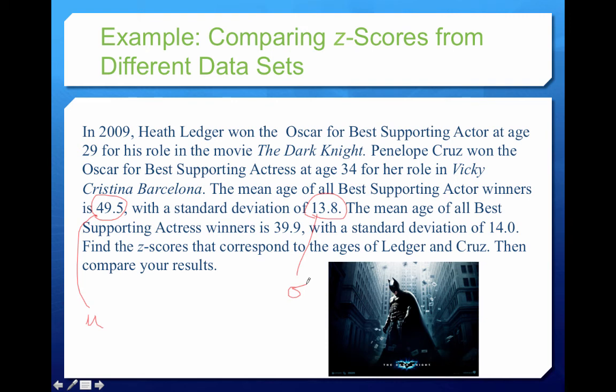The mean age of all Best Supporting Actress winners is 39.9 with a standard deviation of 14. So this is our mu for the females, and I should do a subscript here for males. So 49.5 is the mean for males, and 39.9 is the mean for females. And then we have a standard deviation of 14. So this is the sigma for the actresses. And then the 13.8 was the standard deviation for the males. Let's find the z-scores that correspond to the ages of Heath Ledger and Penelope Cruz and then compare the results.